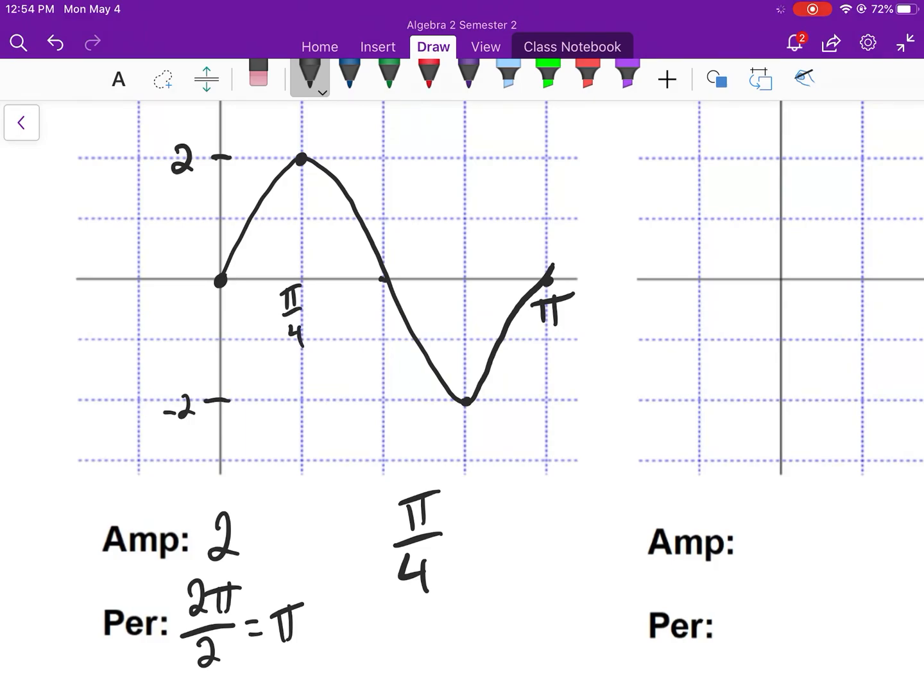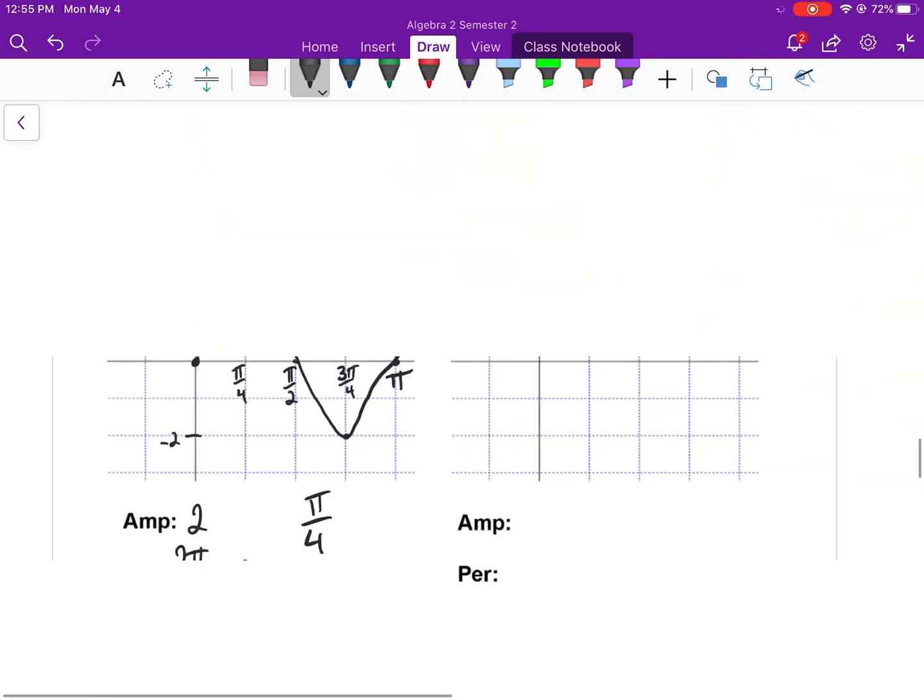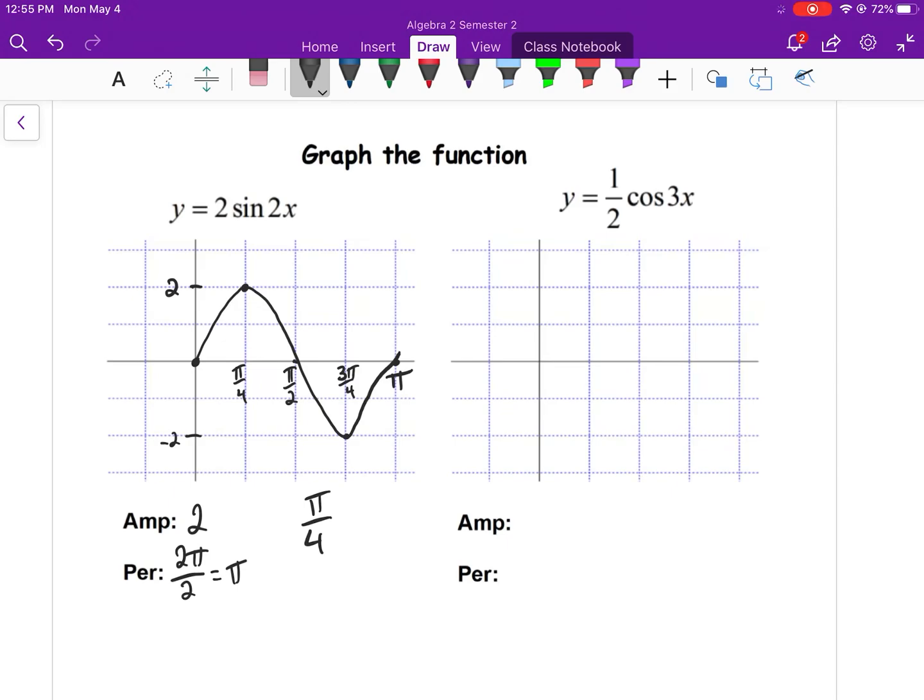Okay, so pi over 4, 2 pi over 4, 3 pi over 4, 4 pi over 4, 5 pi over 4. Just counting by pi over 4. So 2 pi over 4. Okay, but you see 2 pi over 4, or 2/4, that's 1/2, so that's just pi over 2. And then we got 3 pi over 4. Okay. And there is our graph for 2 sine of 2x.